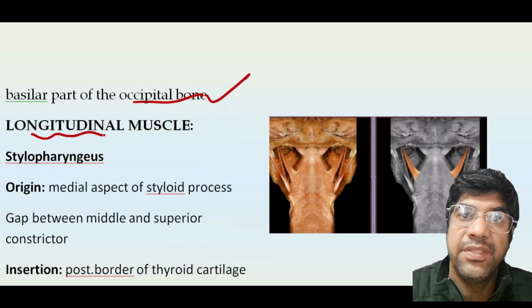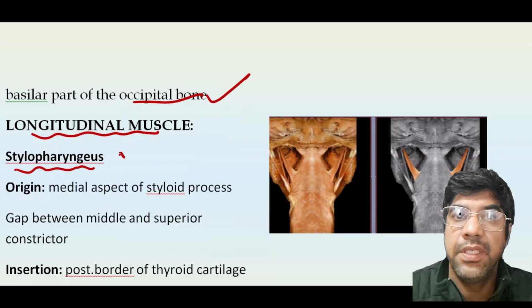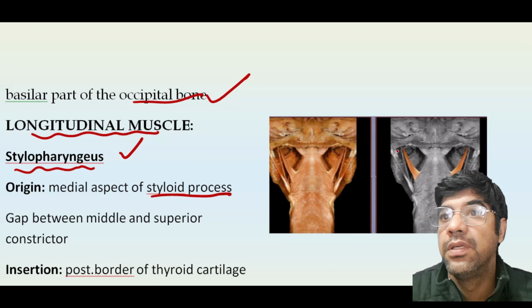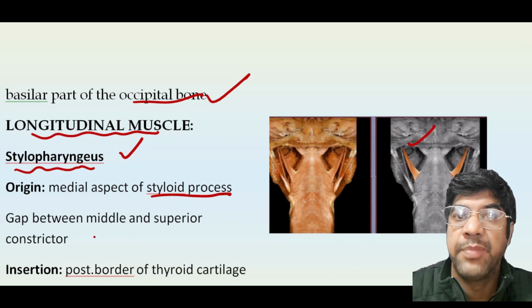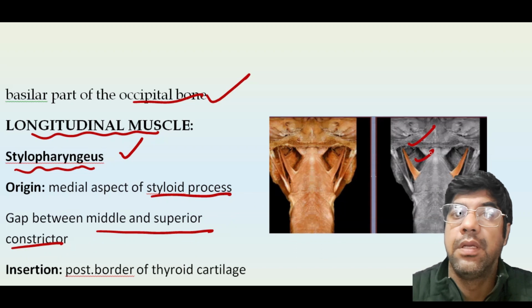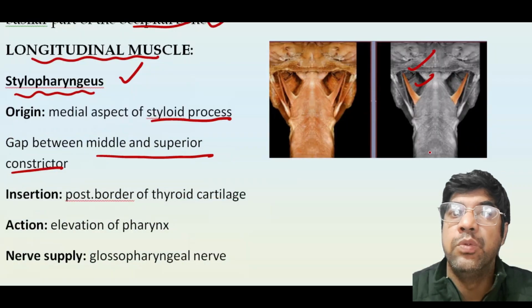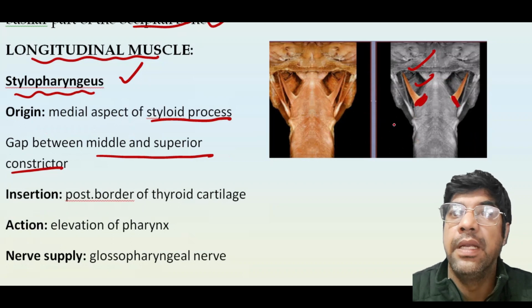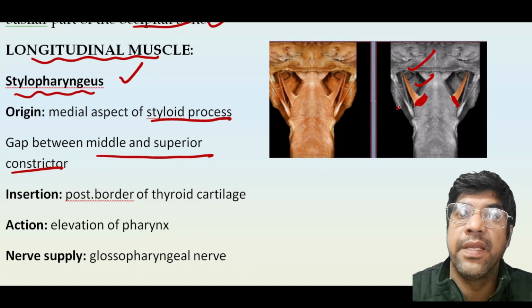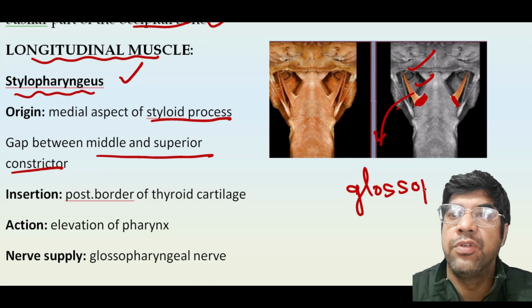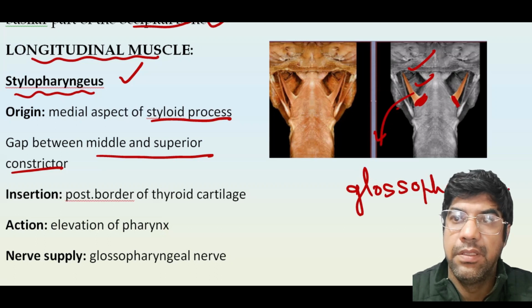The longitudinal muscles include the stylopharyngeus muscle. The stylopharyngeus originates from the styloid process, passes through the gap between the middle and superior constrictor, and is inserted into the posterior border of the thyroid cartilage. It helps to elevate the pharynx, and remember the nerve supply: it is by the glossopharyngeal nerve.